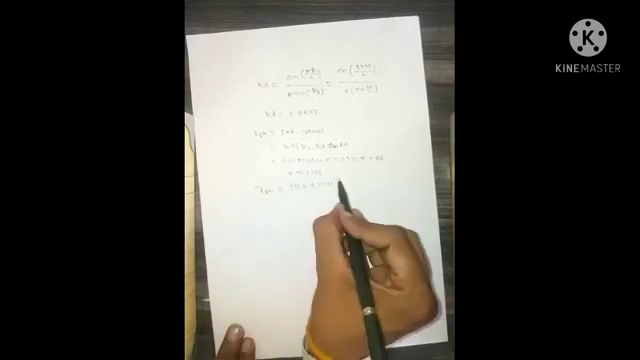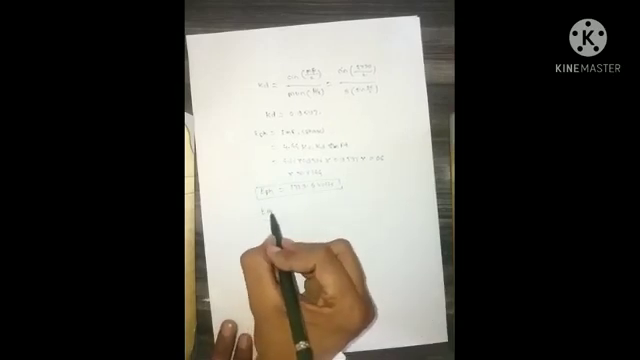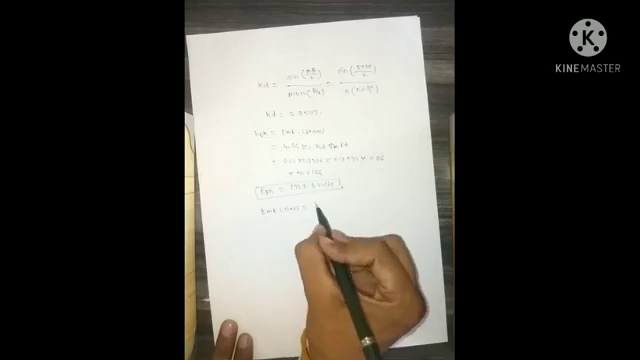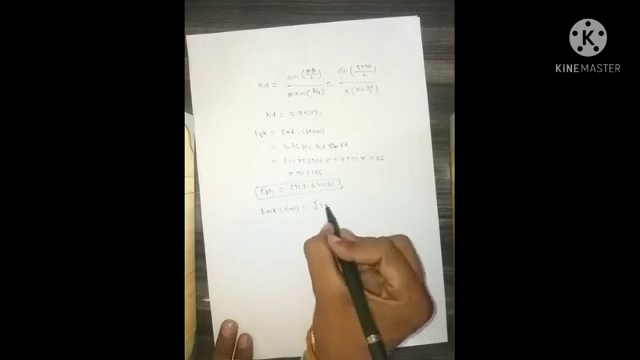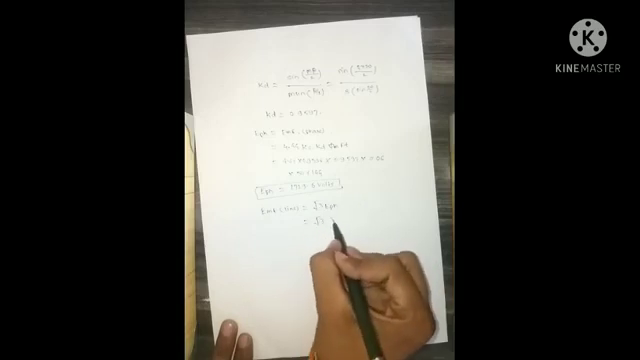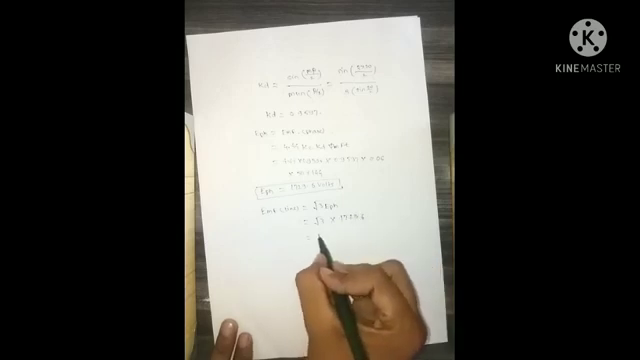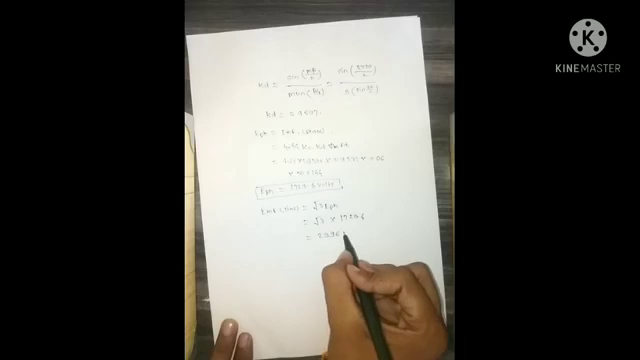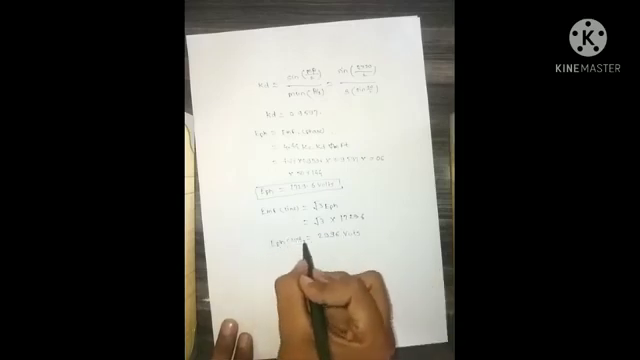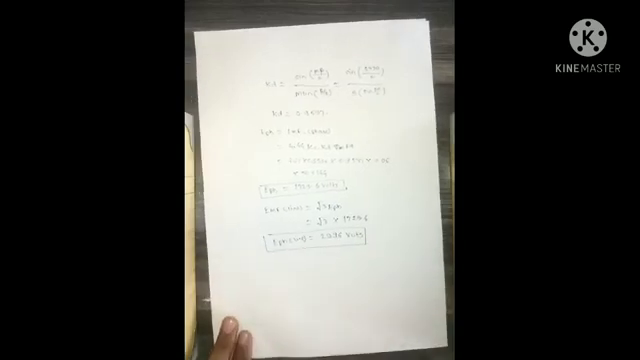Now we have to calculate the EMF of line voltage, that is E line, equals root 3 EPH, equals root 3 into the value of EPH, which is 1729.6, and the final answer is 2996 volts. This is the value of E line. Okay, this is our final answer.